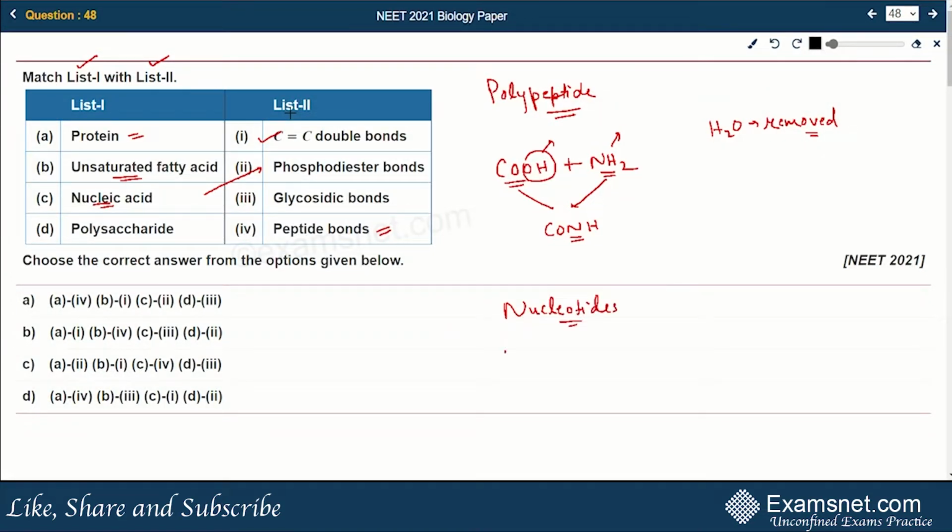Now here one phosphate group reacts with a hydroxyl group, and this leads to the formation of an ester bond. Since two such ester bonds are present, one on either side, it is known as phosphodiester bonds. That means two ester bonds are there. Now the last one is polysaccharide. Polysaccharides contain glycosidic bonds. So the correct option out of the given 4 will be option A, right? So I hope you understood this.